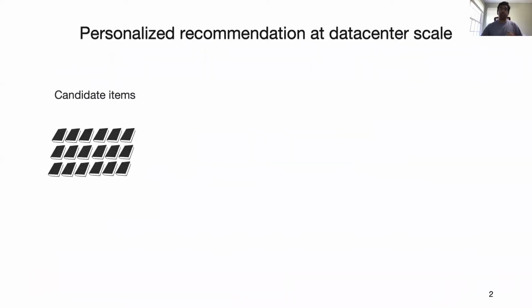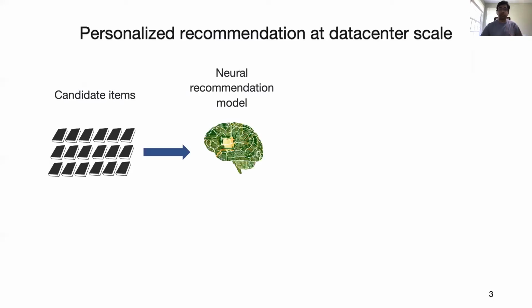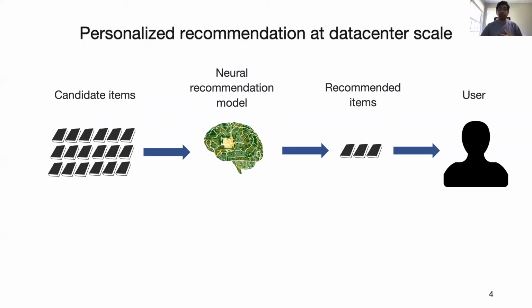Personalized recommendation is the task of recommending new content to users based on their personal preferences. We start with a large set of candidate items that could be served to the user. These items are then ranked with deep learning-based recommendation models. And finally, a top few items are then served to the user.